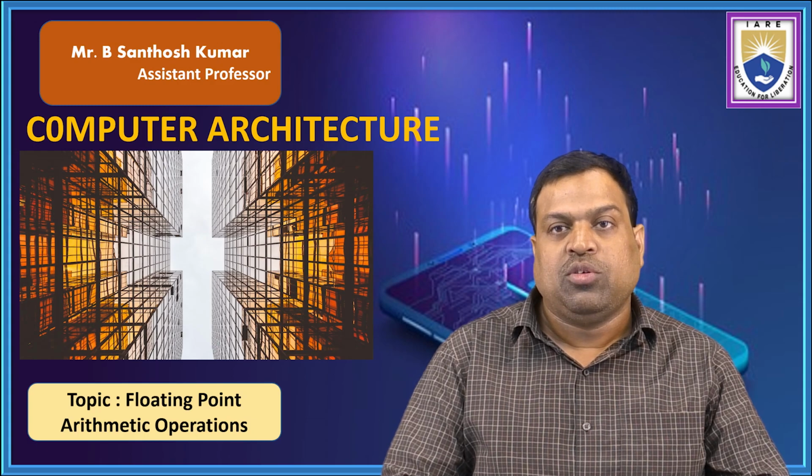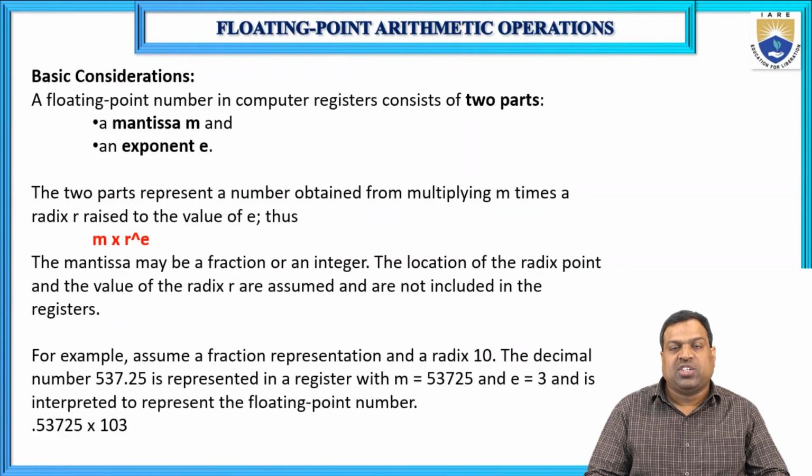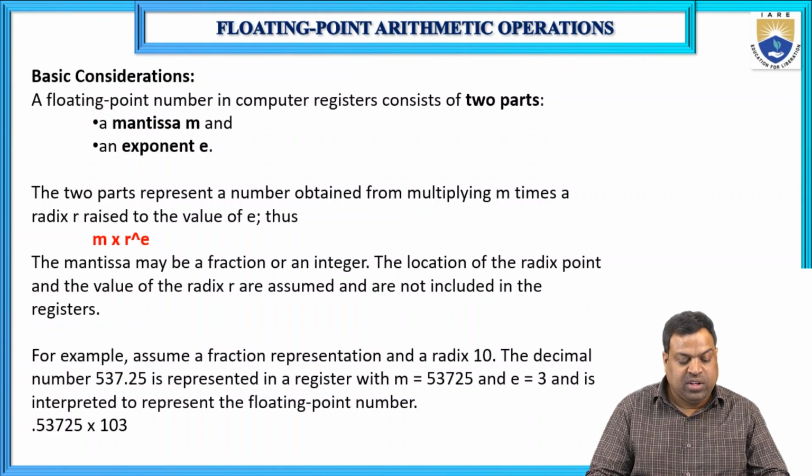Today I am discussing floating point arithmetic operations. The basic considerations of floating point arithmetic operations are: a number in computer registers consists of two parts, mantissa m and exponent e. The two parts represent a number obtained by multiplying m times a radix r raised to the value of e, thus m into r power e. The mantissa may be a fraction or an integer.